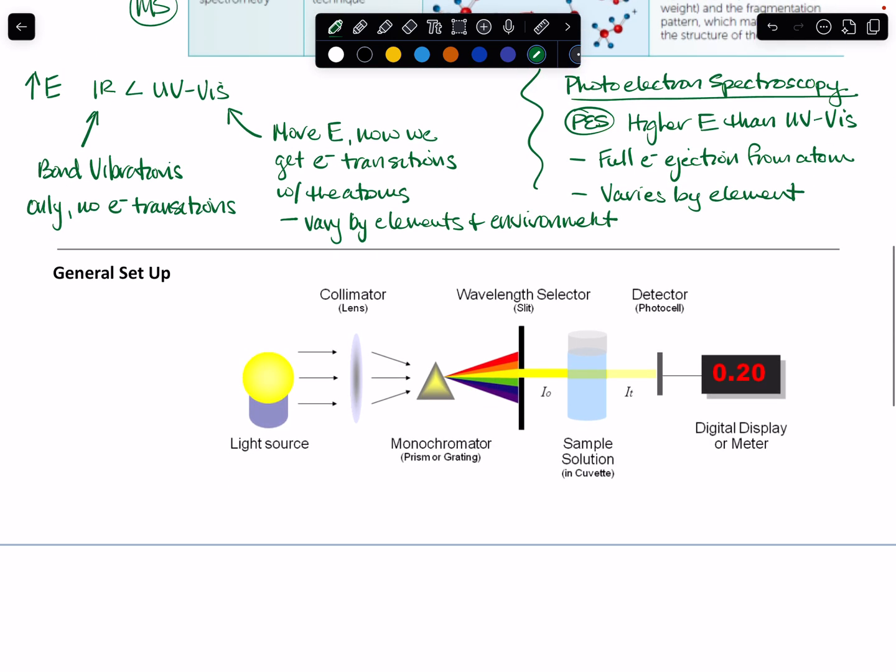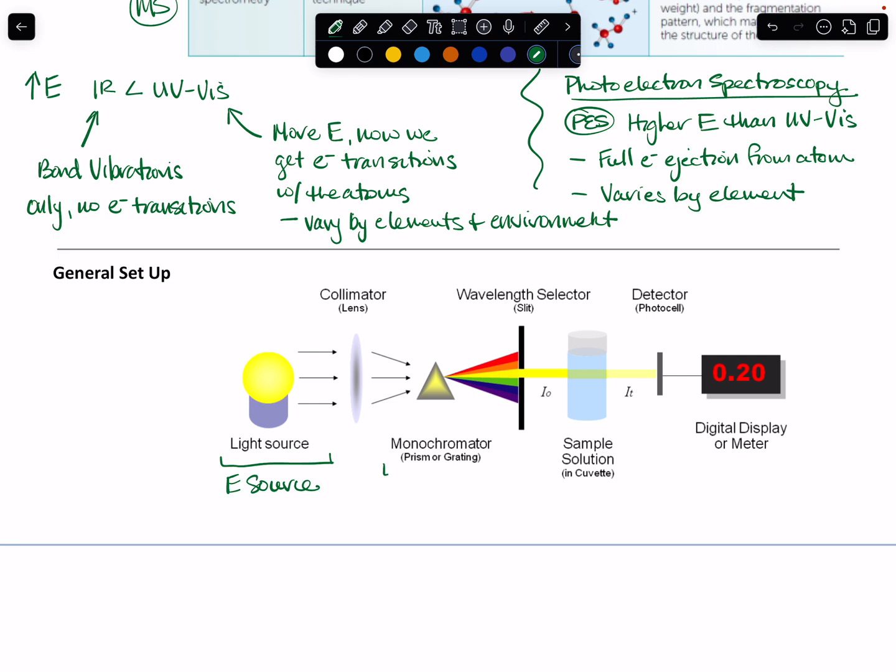Now, here I have a general setup for any sort of spectroscopic technique. Each one will have its own quirks. There are going to be mirrors, there can be focuses, there can be lenses. But generally speaking, you need to have these parts somewhere within it. Your light source is your energy source. It could be a multi-wavelength source, or maybe it's a laser which has one particular wavelength. It's going to get focused through a lens, and then that goes through some sort of prism or grating.